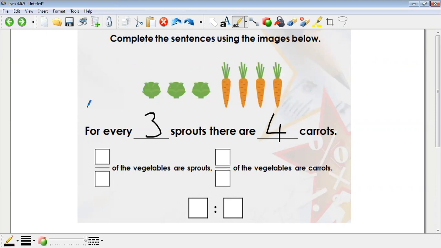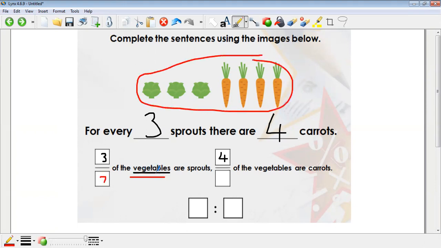A certain fraction of the vegetables are sprouts. So let's go with our numerators are just going to be how many of each there are, and then it's of the vegetables. Obviously sprouts and carrots are all vegetables, so you've got to add all of them up. So they are out of 7. So our ratio of sprouts to carrots is 3 to 4. Remember, it's always the first thing mentioned in the ratio is the first part. So if the ratio were carrots to sprouts, the 3 and the 4 would swap sides.